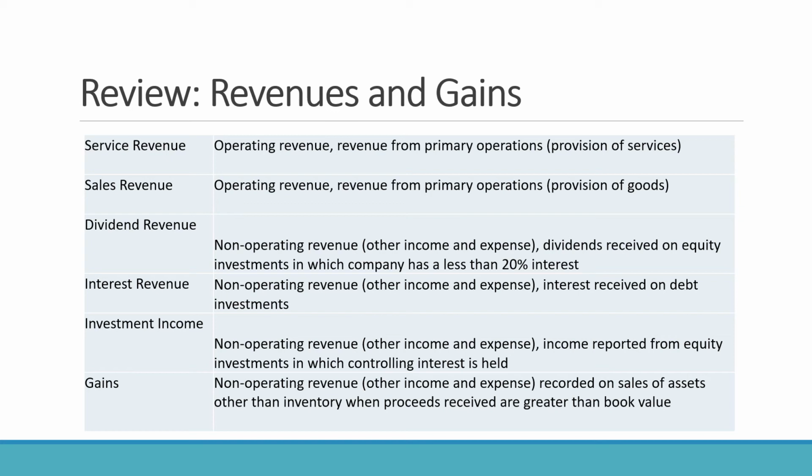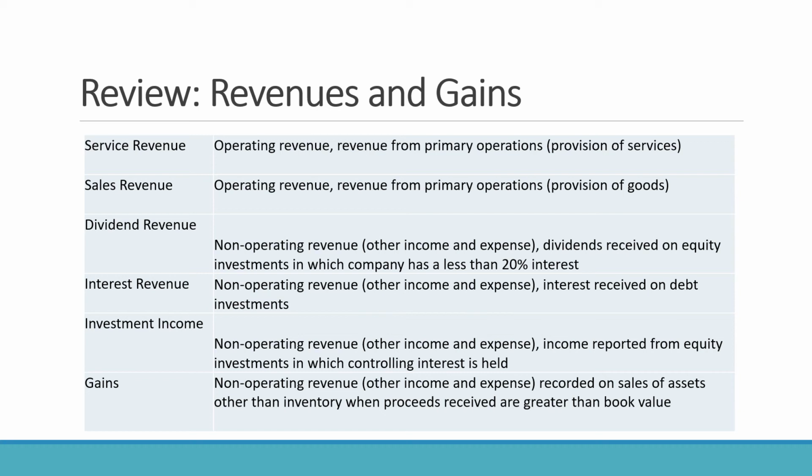So moving on to revenues and gains. We've talked about how the difference between revenues and gains has to do with whether it is primary ongoing operations or peripheral. Sales revenue and service revenue are both operating revenues. Service revenue we record in connection with the provision of services, where sales revenue we record in connection with the delivery of goods.